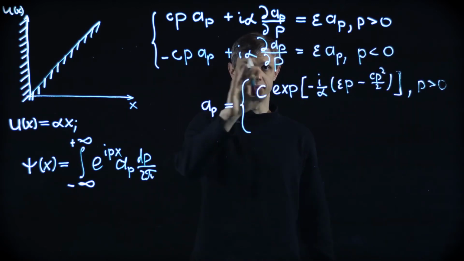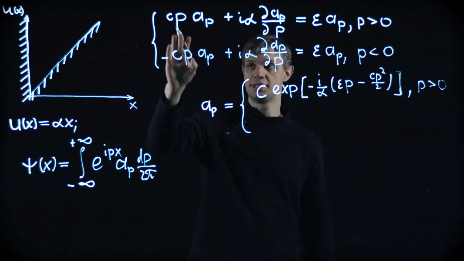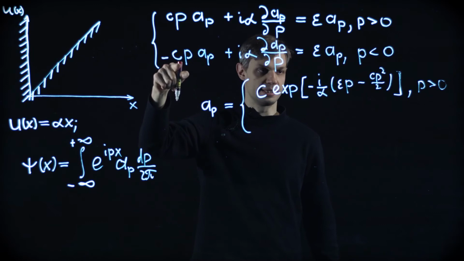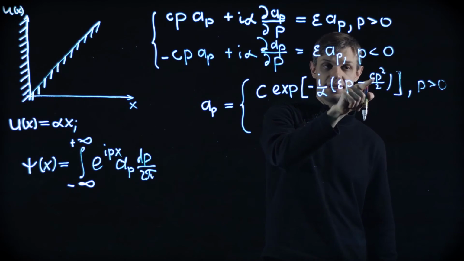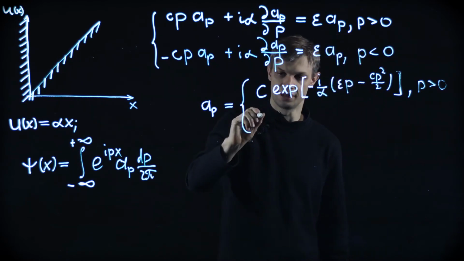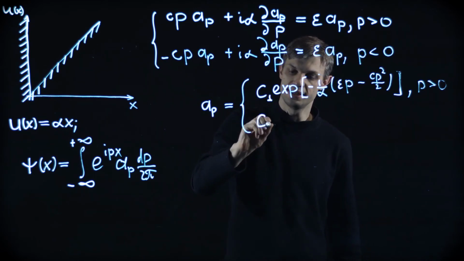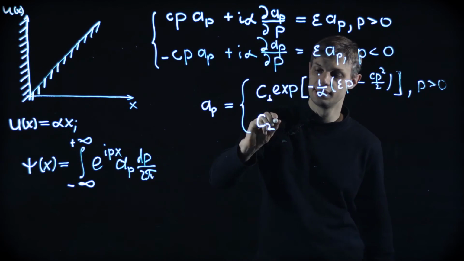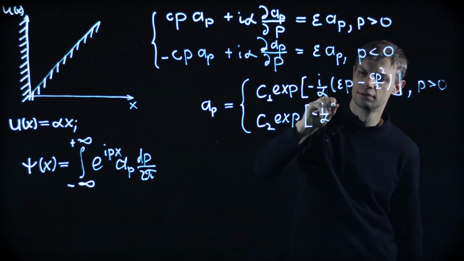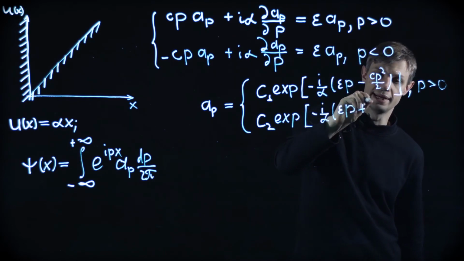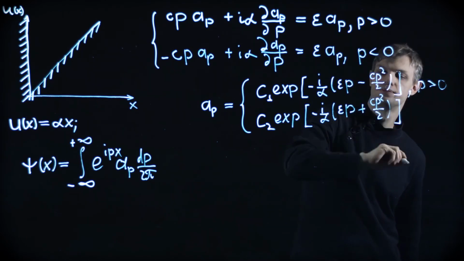For negative momentum, the only difference between these two equations, as you see, is that C is changed to minus C. Pay attention, this one is a capital C, and this one is a small c, the speed of light. So don't get confused. Technically we have to write c1 here, and here c2, another integration constant, with plus cp squared over 2, as it should.